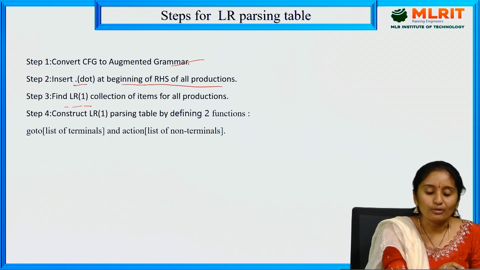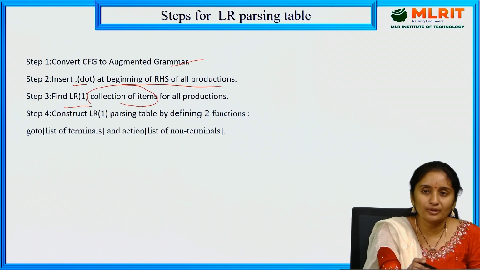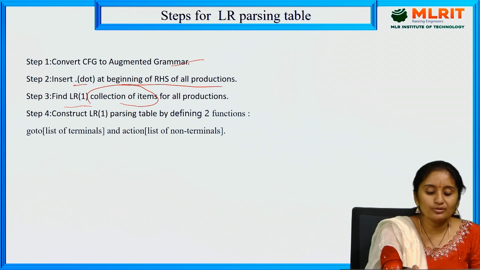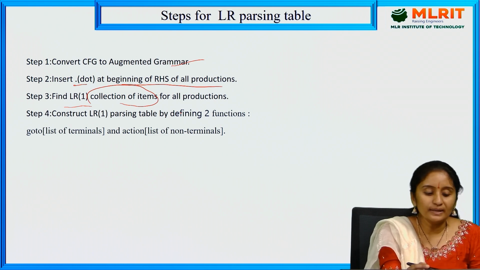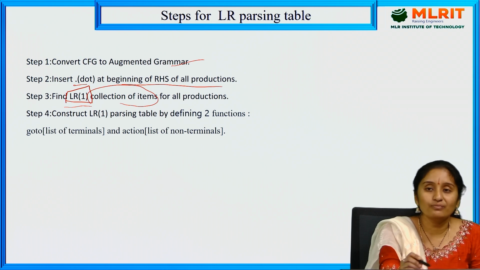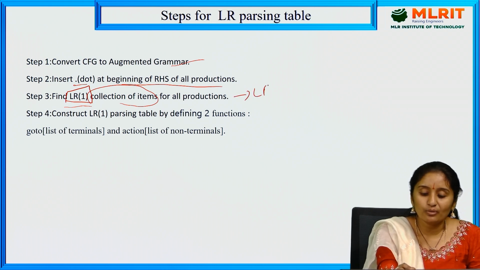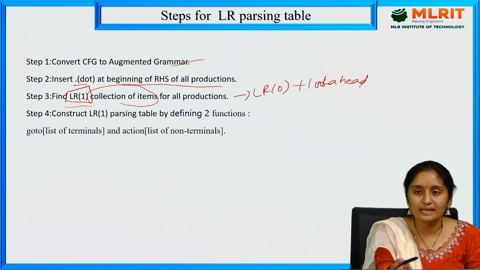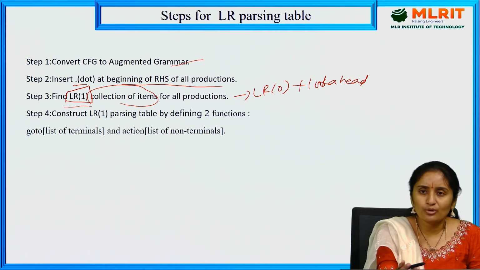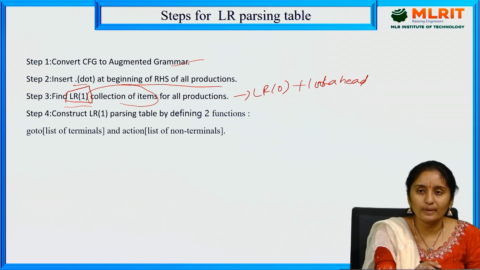Then construct or find the LR(1) collection of items. We are going to calculate the list of items for all the productions, which we have done for the SLR(1) parser and LR(0) parser. The same thing we are going to construct here. But the only difference is that here we are going to have the LR(1) collection of items. We are going to calculate LR(0) items plus look ahead is going to be added. That is the only difference when compared to SLR and LR(0) parser, coming to CLR(1) parser.